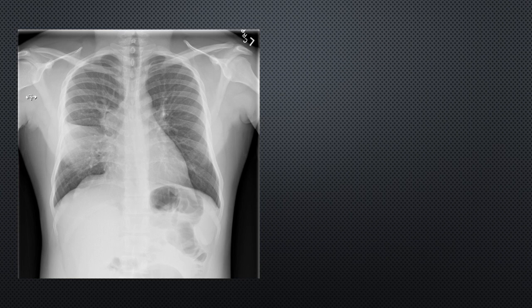Good, here's another plain film. Please pause your video and see if you can comment on what's going on. Good, so here, if I get my pen again, we have the horizontal fissure here. And so we have a right middle lobe pneumonia just under it. And you can also see the loss of the heart border as well on this side.